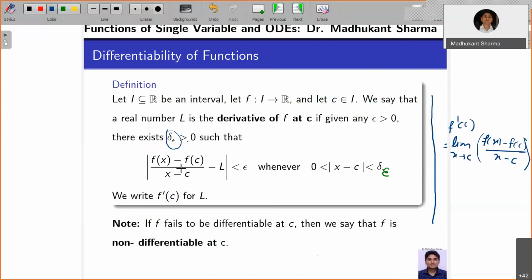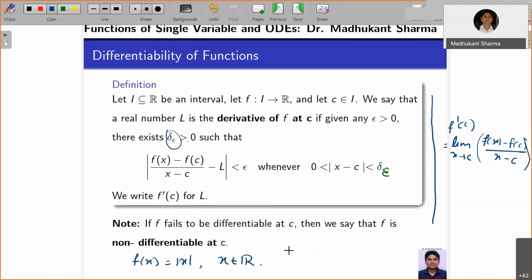So you are talking about the limiting value. If f fails to be differentiable at c, then we say that f is non-differentiable at c. And if you look at f of x equals mod x, where x belongs to R, then you can show that f is not differentiable at 0. That limit value, f dash at 0, does not exist.